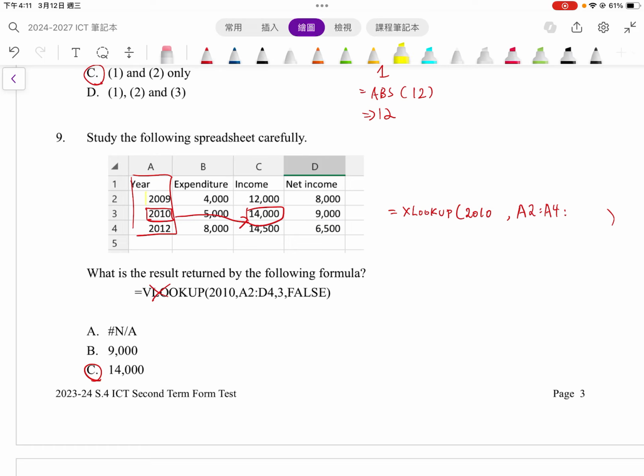Okay, and then once I'm looking up something in A2 to A4, I found 2010, and the corresponding value is 1400 in this column C. So in this case, I need to prepare for my column C, comma, column C2 to C4, so that you will have the same result. So this is the XLOOKUP.